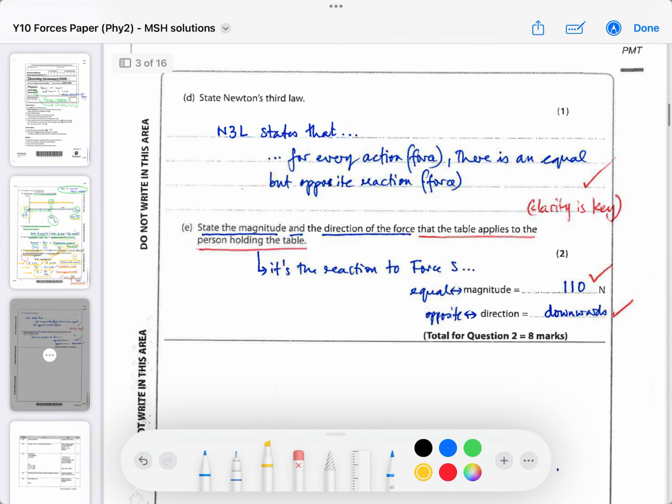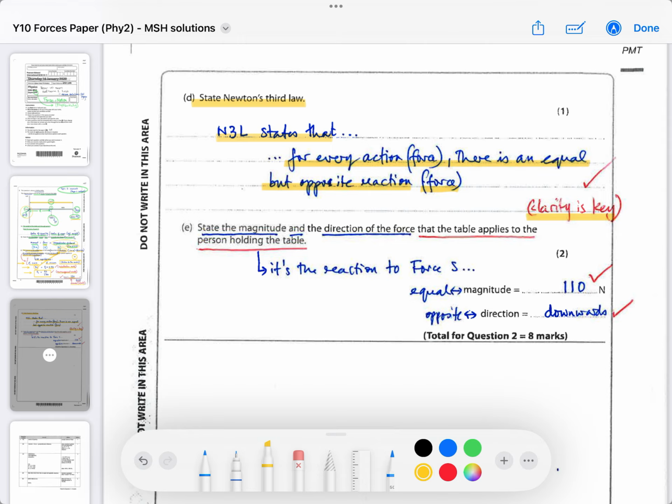It then says, state Newton's 3rd law. So it's nothing to do with moments, although they're using this question on moments to see if you know that for every action, which is a force, there is an equal but opposite reaction. So it's equal in size, opposite in direction. Clarity is key in knowing your definitions of Newton's laws. So you need to learn the correct wording for each of the Newton's laws.